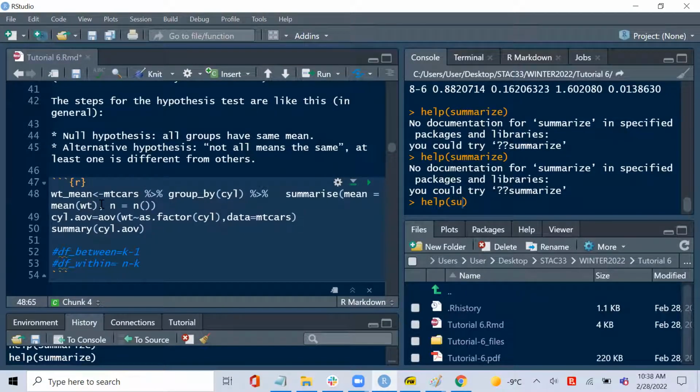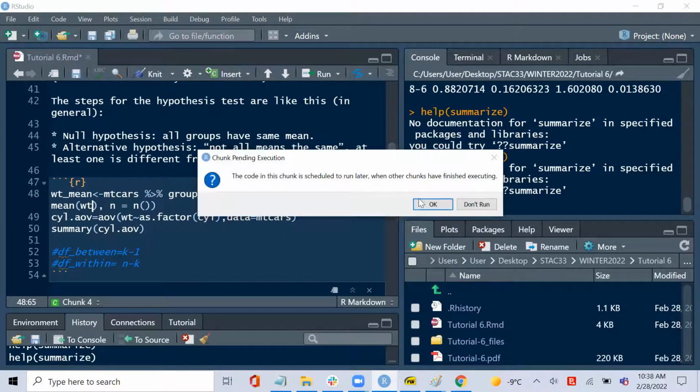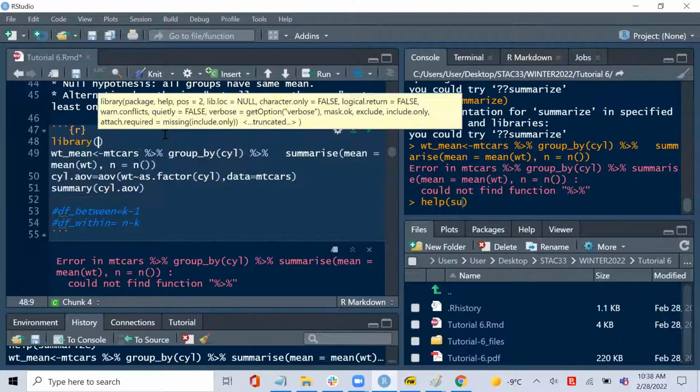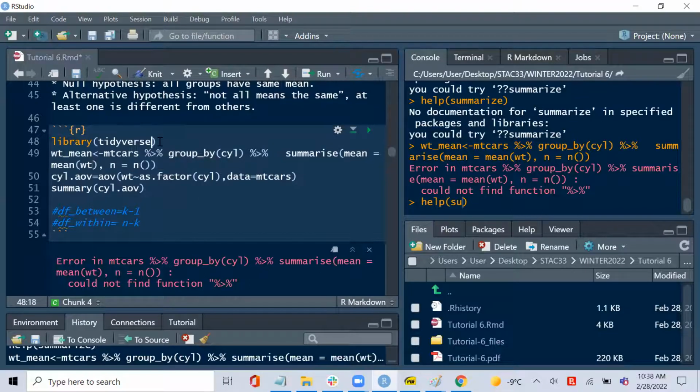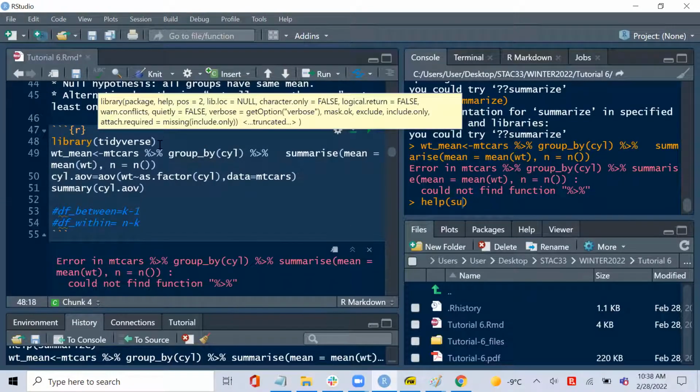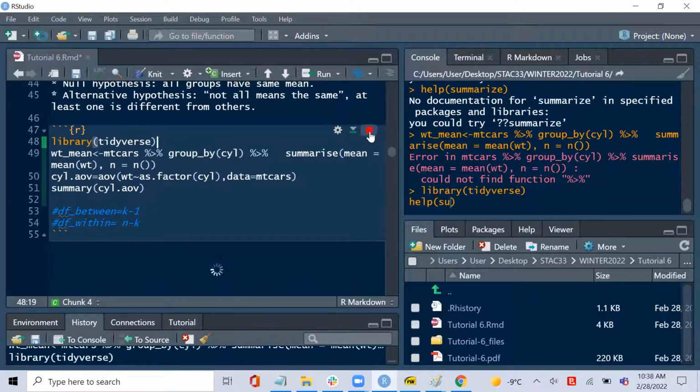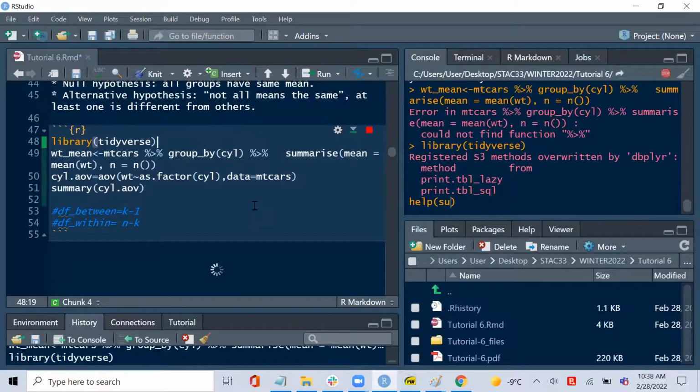Okay, so I want to find the mean of wt, right? So I want to find the mean of weight. So let's run this. Oops. The other thing is I forgot to load tidyverse. Okay. There you go.